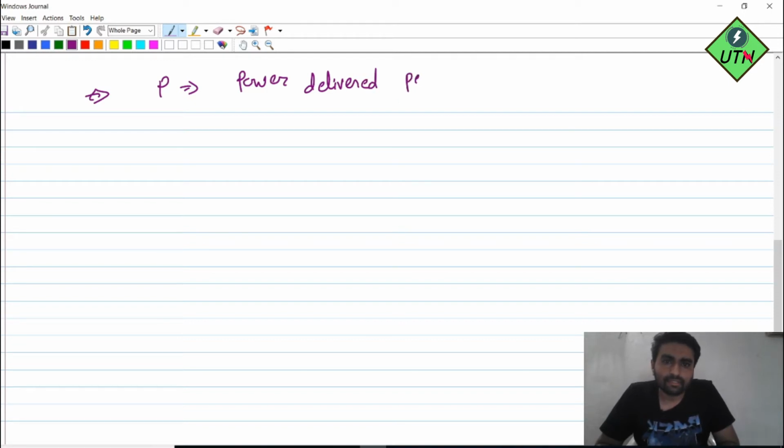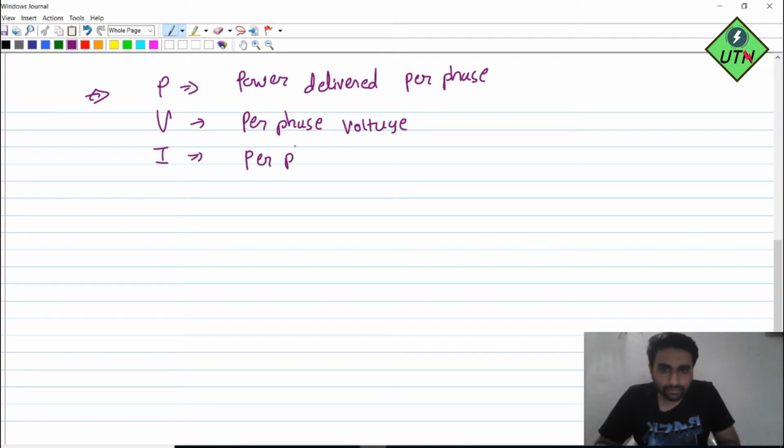and this is per phase power. Per phase we are delivering P power, and we are taking the example for N phase. So P is basically a per phase power. Similarly V is our per phase voltage, and I is the per phase load current, or the current that is flowing through the transmission lines.